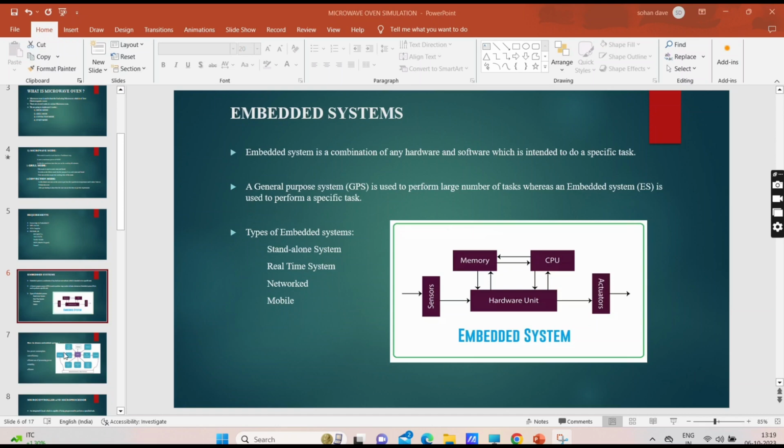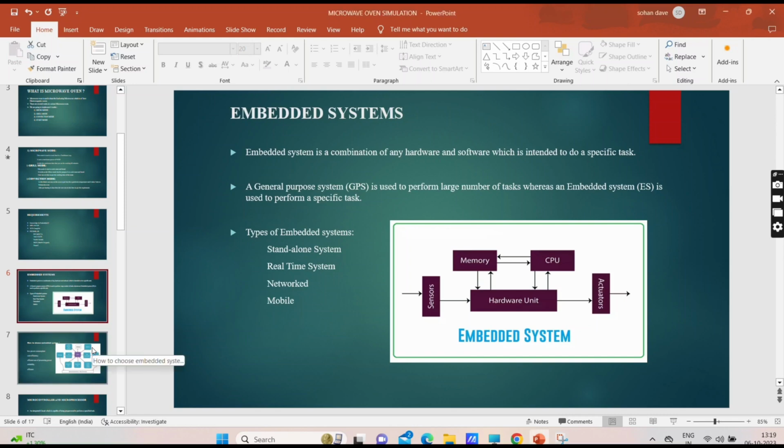So the question arises, what is the general purpose system and what is the difference between the general purpose system and the embedded system? So general purpose system is used to perform a large number of tasks, while the embedded system is used to perform a specific task. So we have different types of embedded system: standalone system, real-time system, network system and mobile.